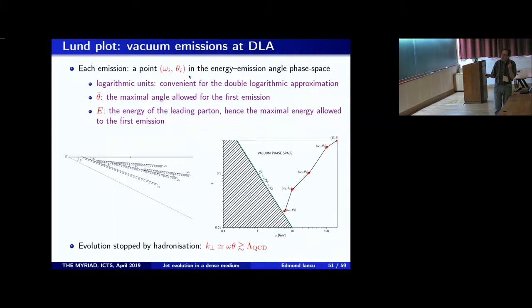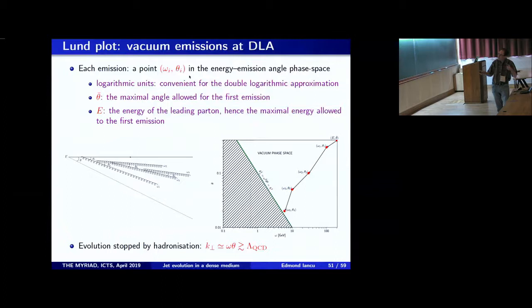So if the jet has a maximum angle theta bar, as given by the first emission, and an energy of the leading particle E, then the first emission can have an angle theta bar and a maximum energy E. Then the next emission has an angle which is more than theta bar, say theta_1, and energy omega_1 which is less than E. The next emission has an angle theta_2, which is even more than theta_1, and energy omega_2, which is even smaller than omega_1, and so on.